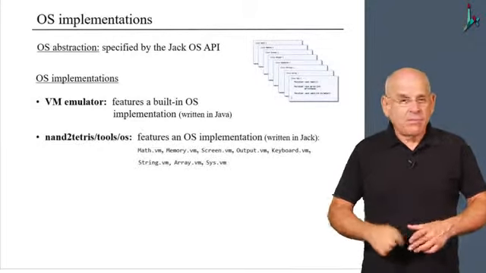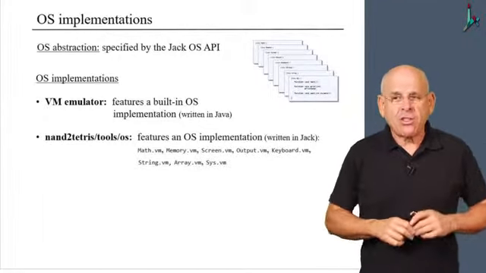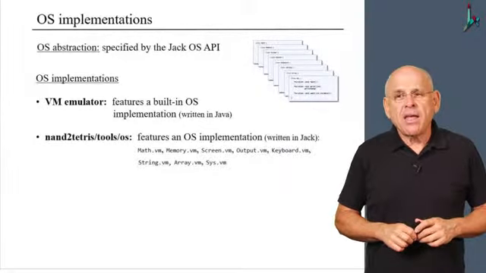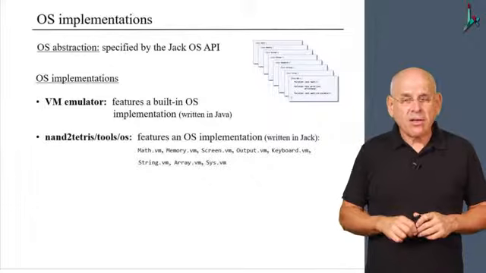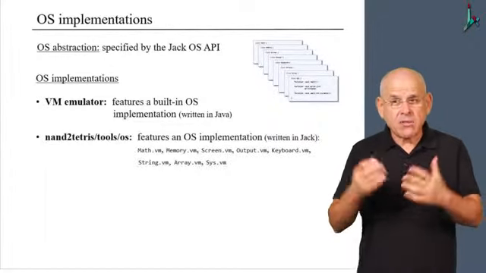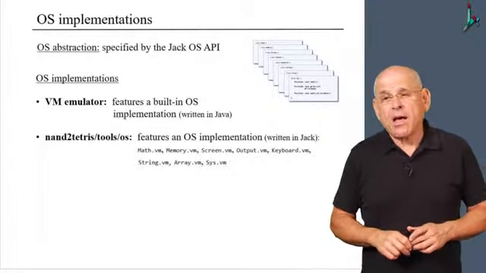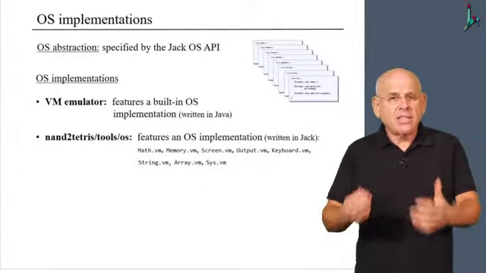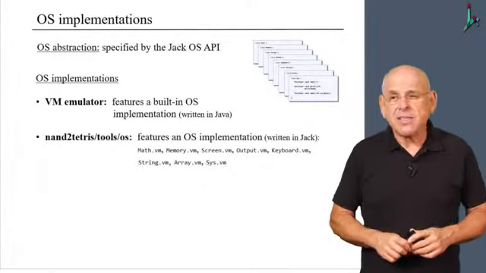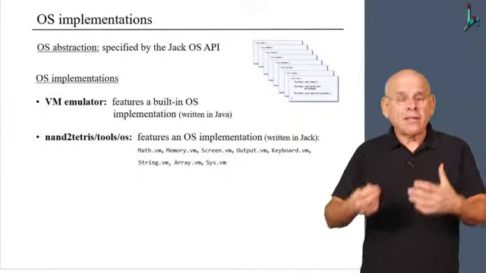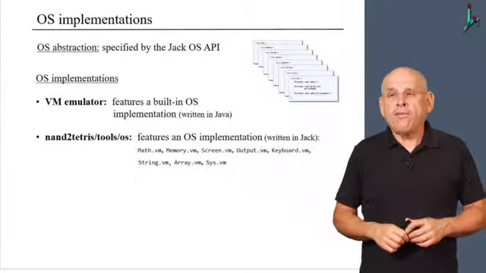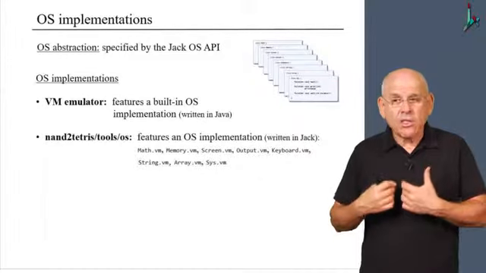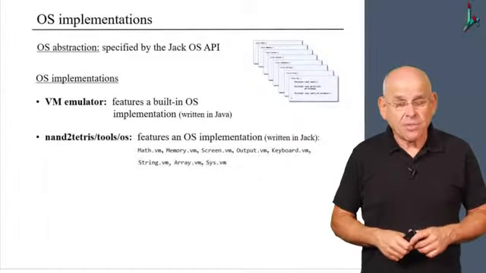Also, we provide a completely different implementation of the Jack OS in this folder here, which is now on your computer because it's part of the nand2tetris software suite that you downloaded at the beginning of the course. Basically, it's a set of 8 VM files, which are the compiled version of the operating system that we wrote also using the Jack language.